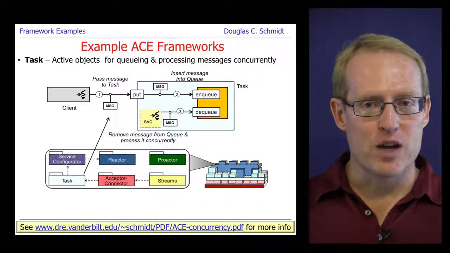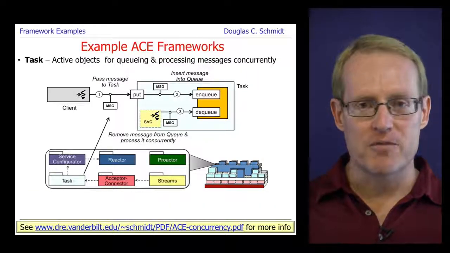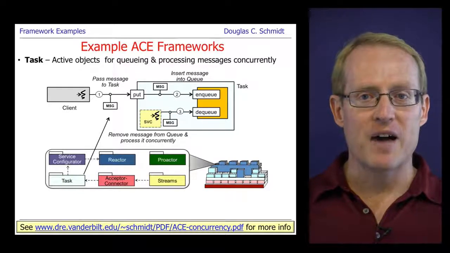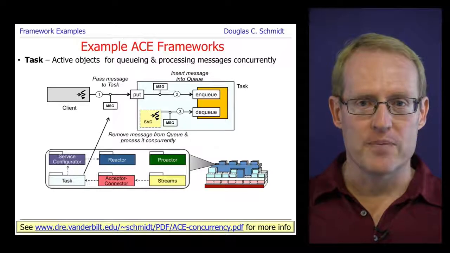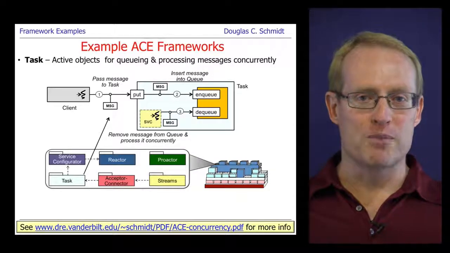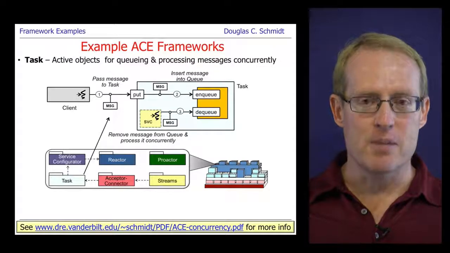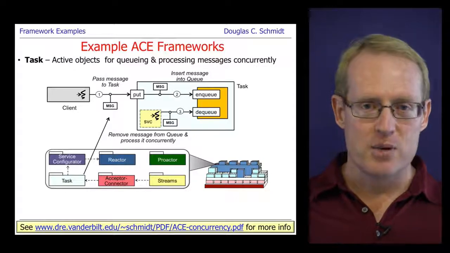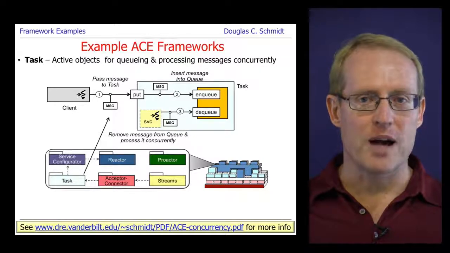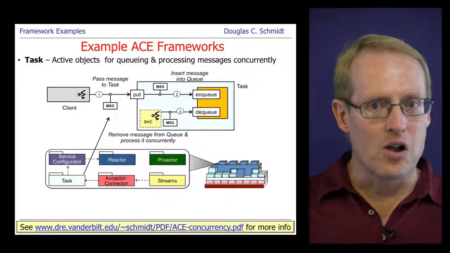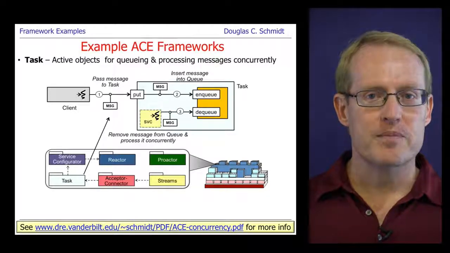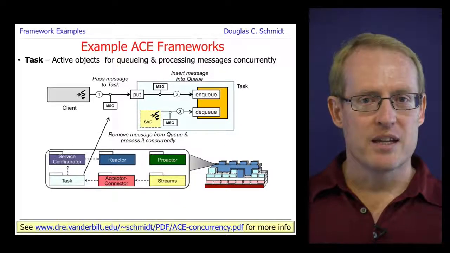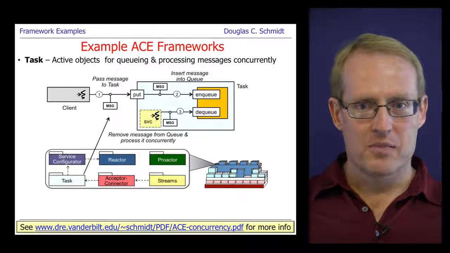The next framework we'll talk about in ACE is something called the task framework, which provides active objects for queuing and processing messages concurrently. You've undoubtedly all programmed passive objects for many years. A passive object is just a regular C++ or Java or C# object that, when called, borrows the thread of the caller to do its work. Active objects, as we'll see in a moment, are a little bit more lively.